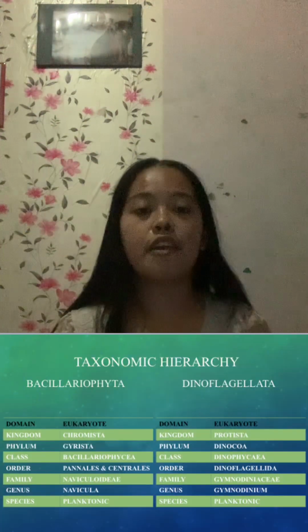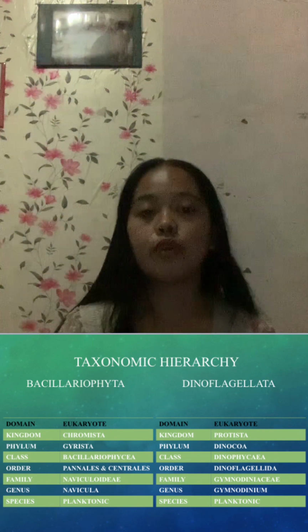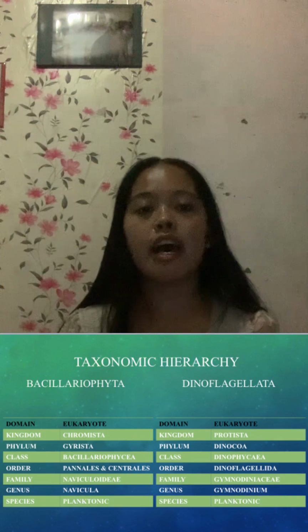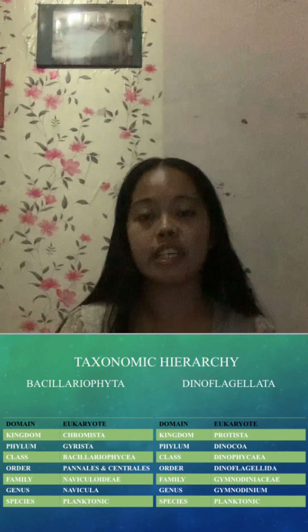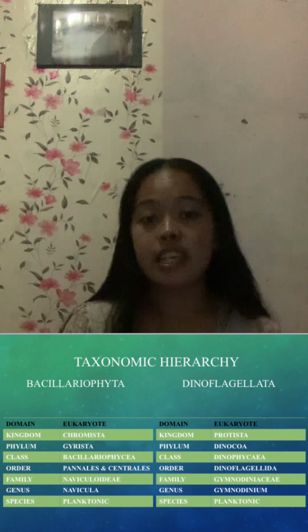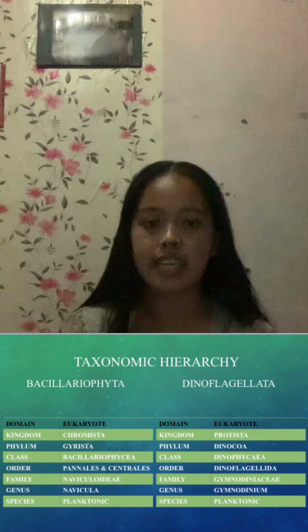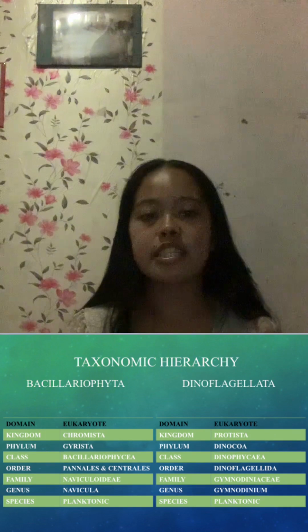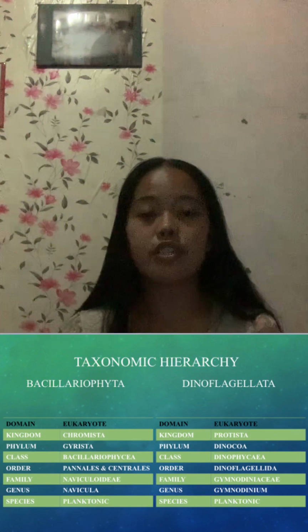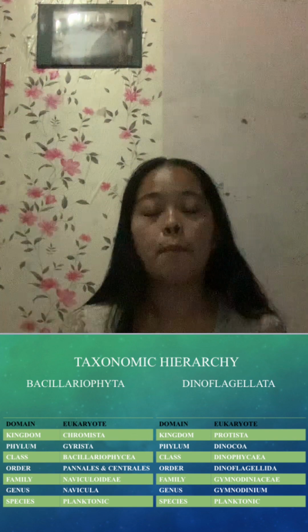First, for the Bacillariophyta, the domain is Eukaryote, and the kingdom is Chromista. Then the phylum is Ochrophyta, the class is Bacillariophyceae, the order is Pennales and Centrales, the family is Naviculaceae, the genus is Navicula, and the species is Navicula.